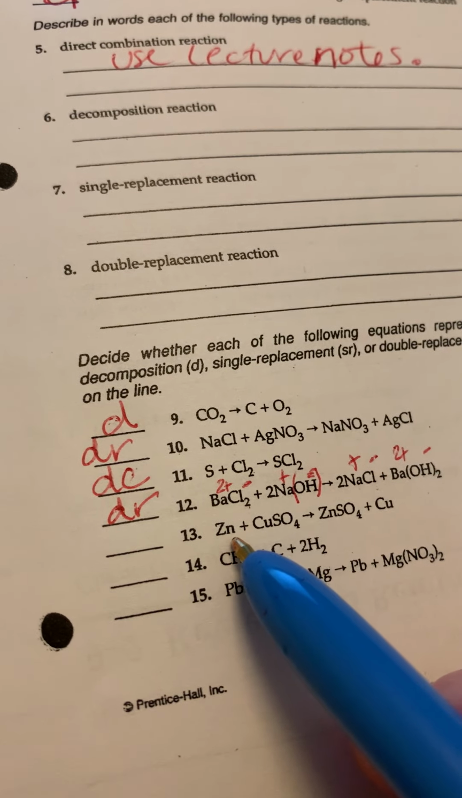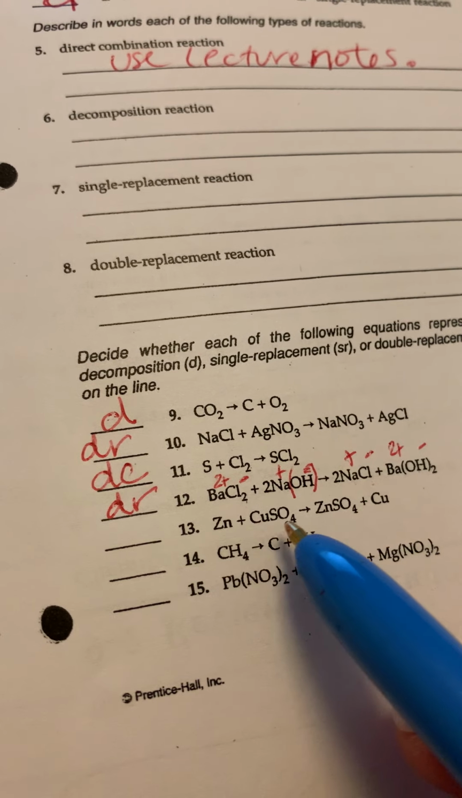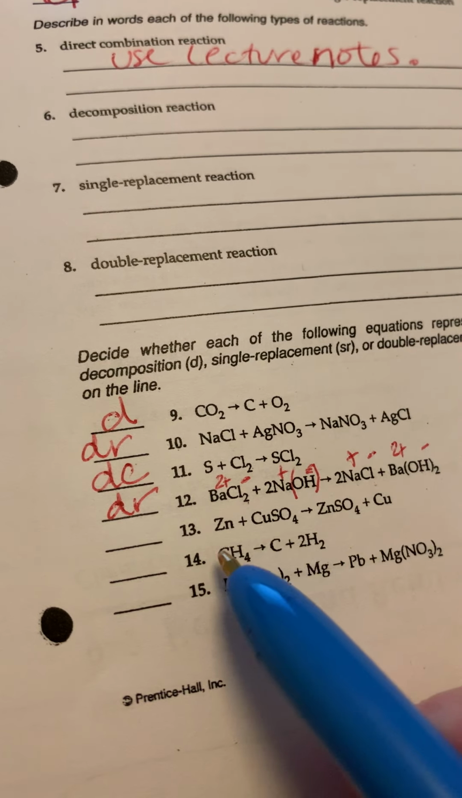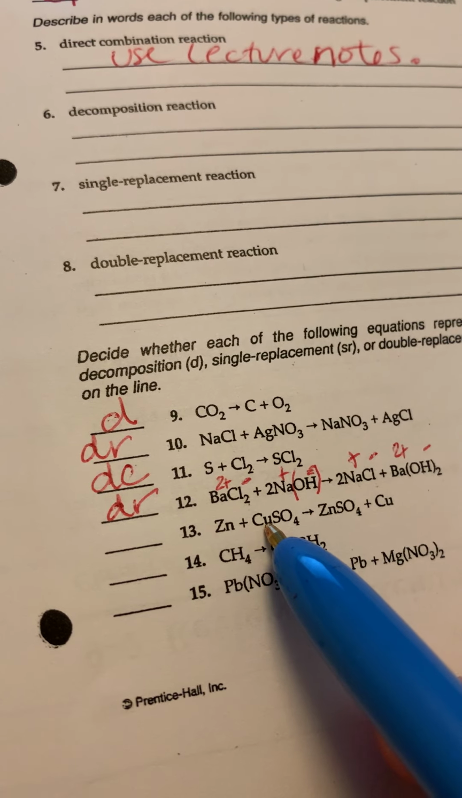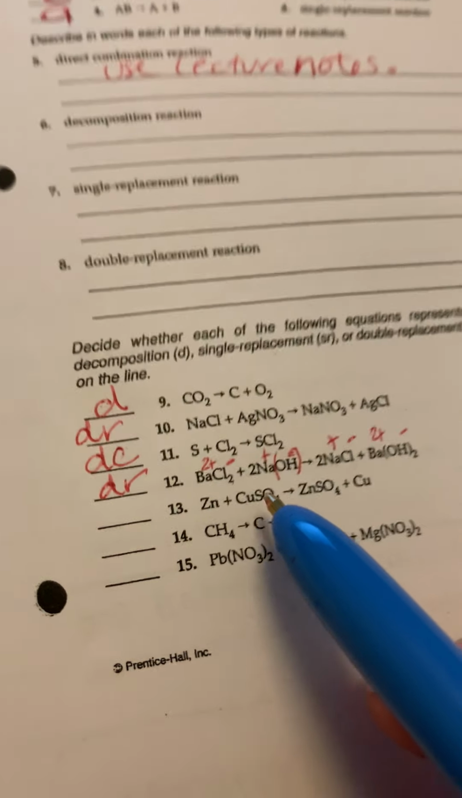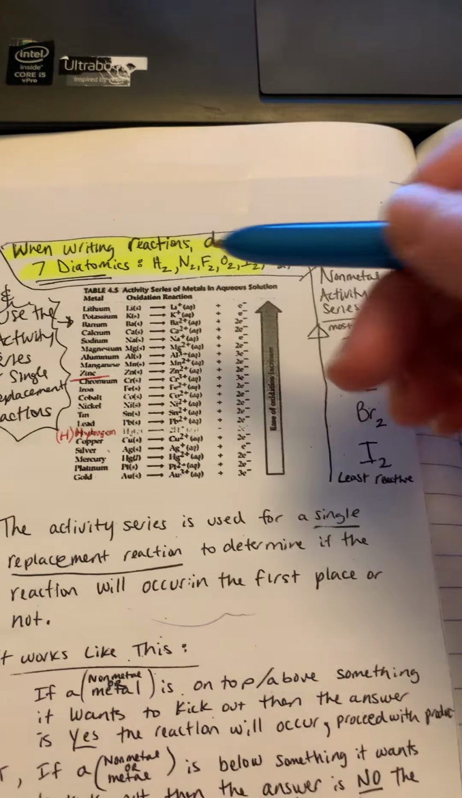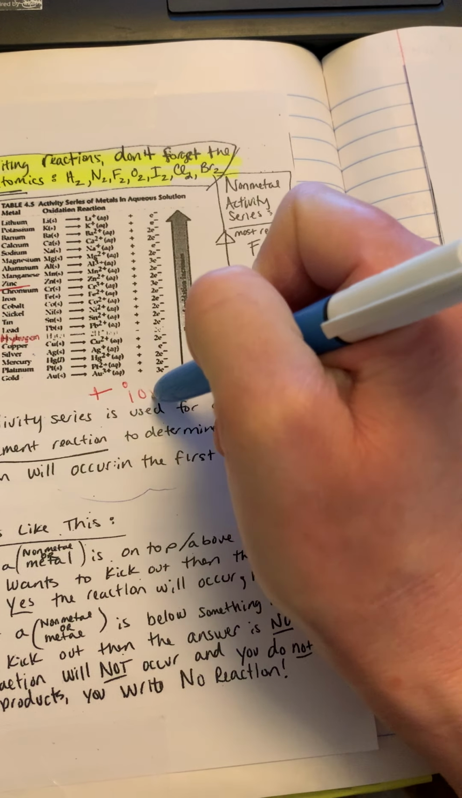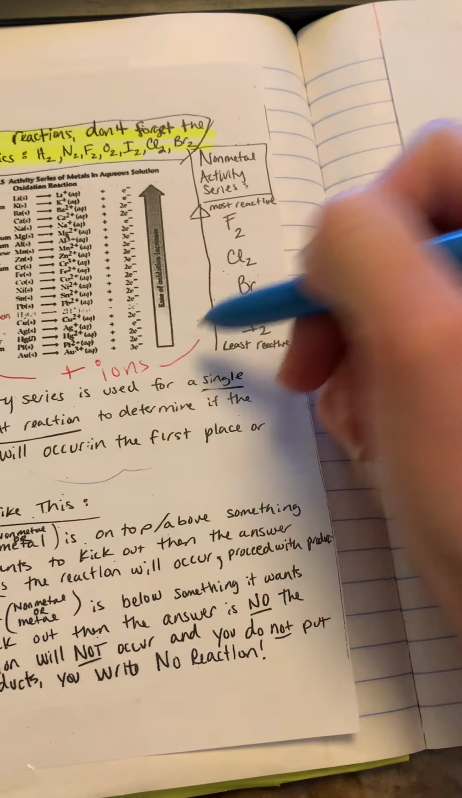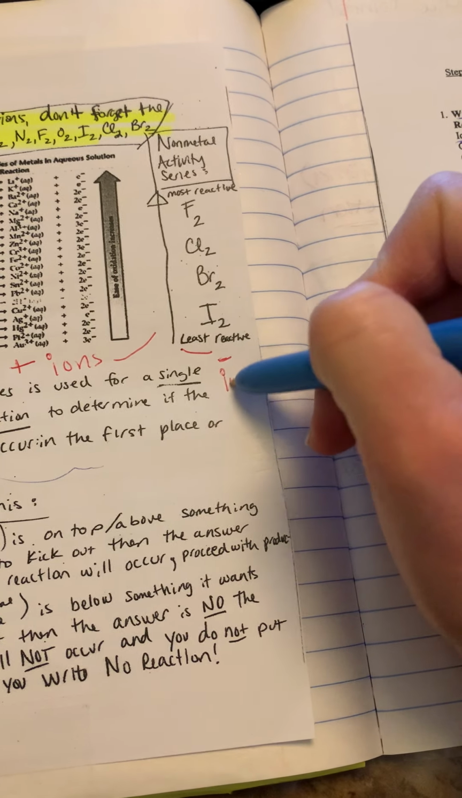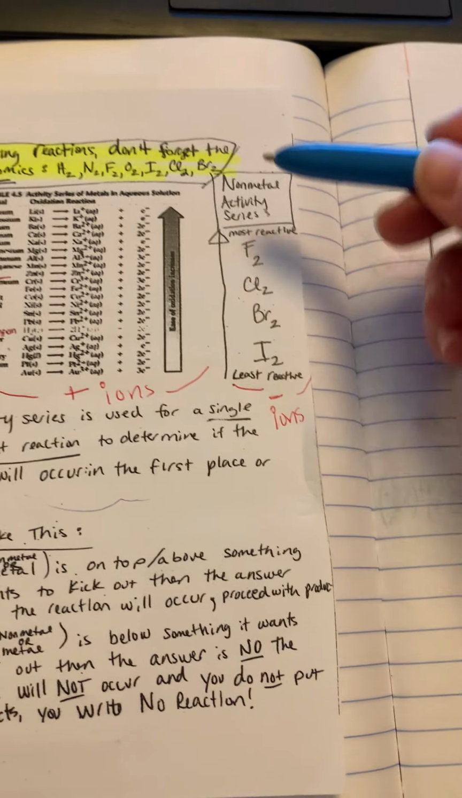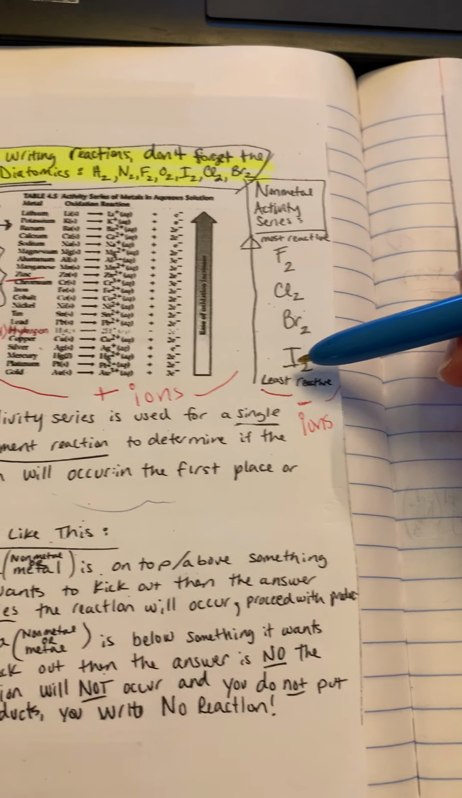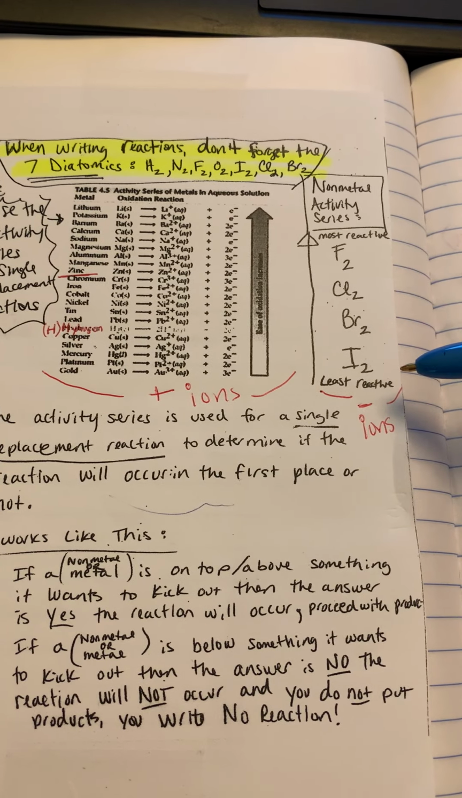Next one, I'm just gonna go quicker on these here. Single element, compound couple, swap out. So this one's gonna try to kick out copper. You have to go to your activity series, which by the way, is over here in your notes right here. So the activity series will say hottest on top. This is the positive ions here. This is the negative ions here for the column. Hottest will kick out anything below it. Lower cannot kick out anything on top, okay?